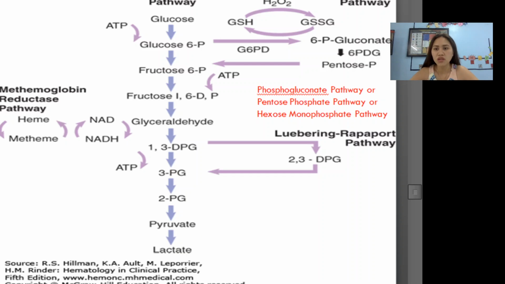I also want you to explain that at the end of the glycolytic process, there will be 2 ATP molecules yielded per molecule of glucose after the entire process of glycolysis.